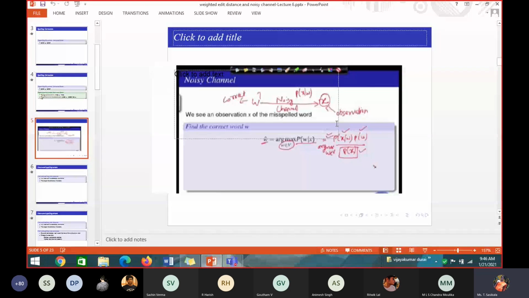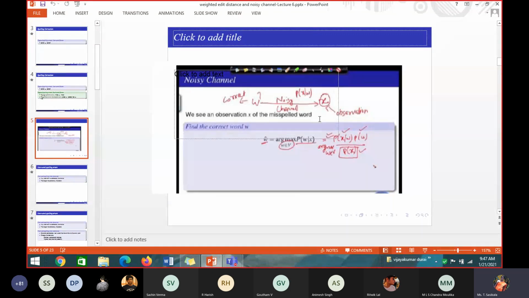Whatever output you are getting, you have to check it in the dictionary. If the word X is present in the dictionary, then it is a correct observation. If X is not present in the dictionary, then I have made some mistake when typing it in some channel. The channel can be a keyboard or any input device, like a mouse. If that word is not present in the dictionary, then it is taken as a misspelled, incorrect word. Then I have to find some methodology to correct it.